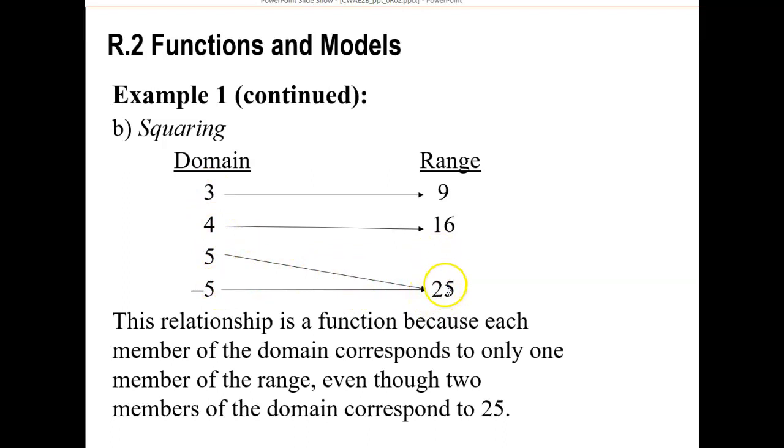Okay, so these numbers can get used twice over here, but what can't happen is you can't have a number from the domain having 2 arrows come off of it. So that is also a function.